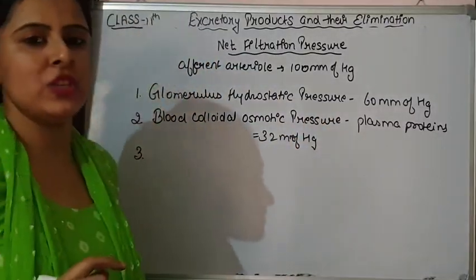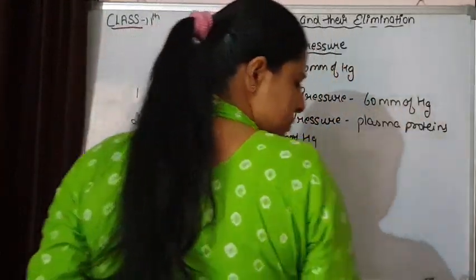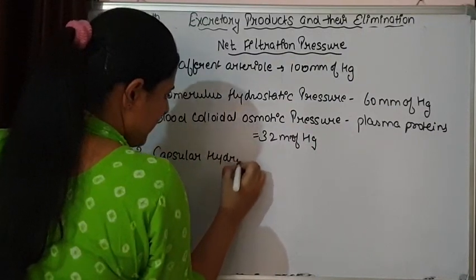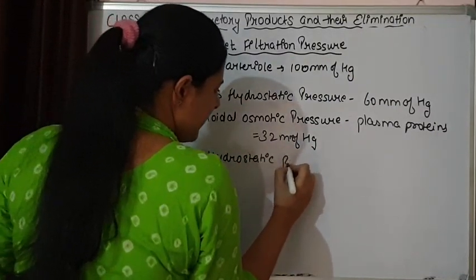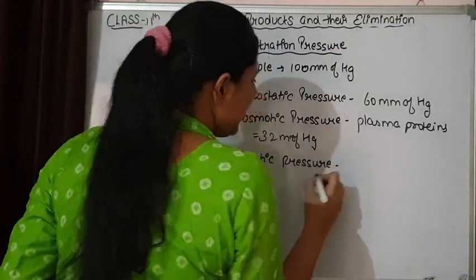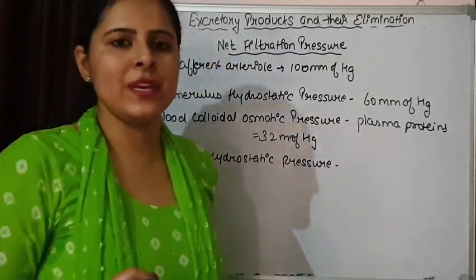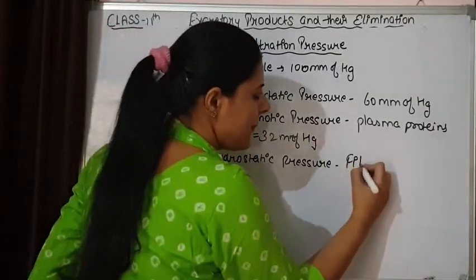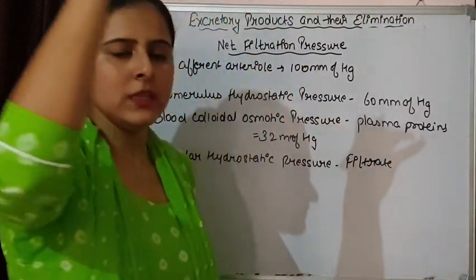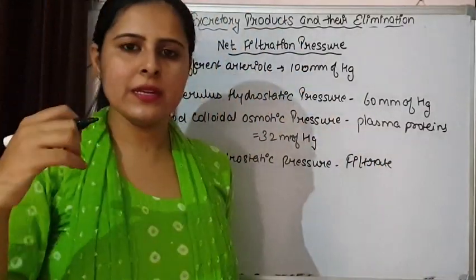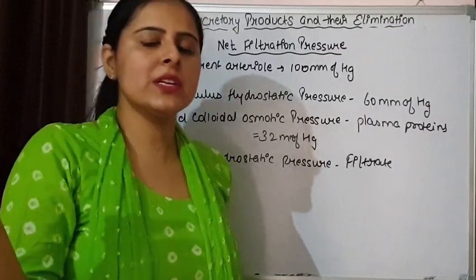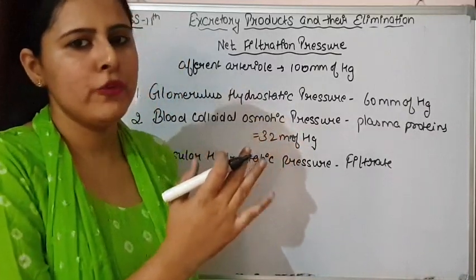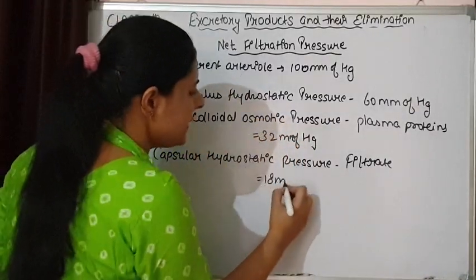Now the third pressure is the capsular hydrostatic pressure. This capsular hydrostatic pressure is again a negative pressure that is applied by the filtrate. In Bowman capsule, from glomerulus the filtrate is coming in, and this filtrate is again applying a pressure in the opposite direction to prevent the filtration, and that is about 18 mm of Hg.